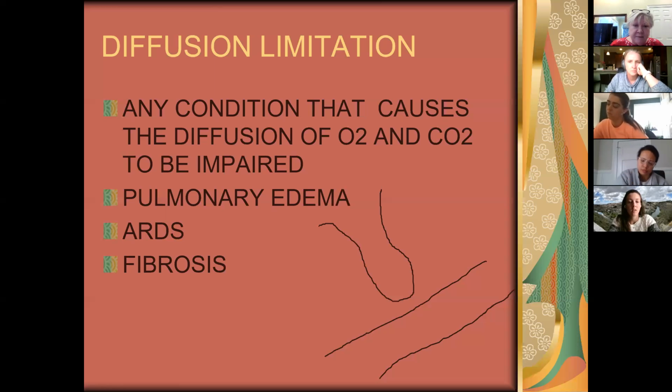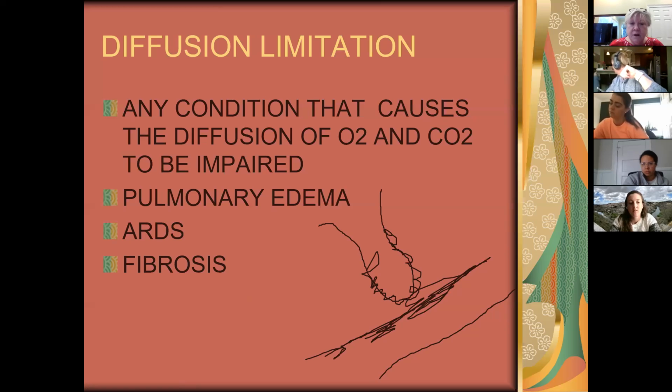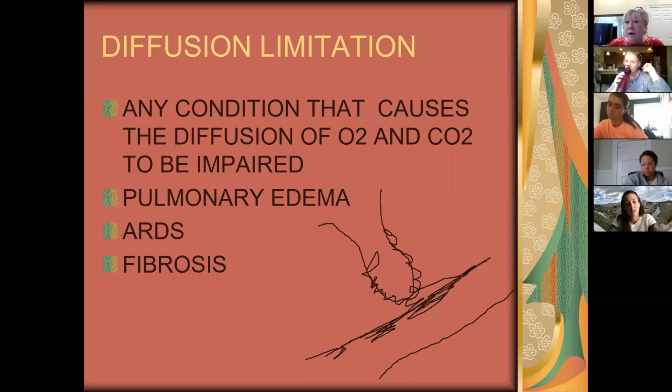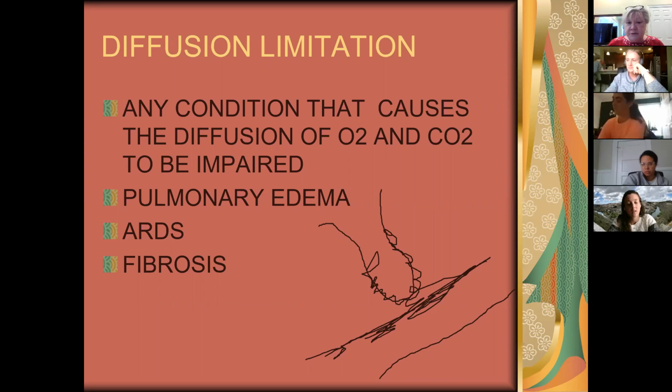What if pus got down in here? Well, now oxygen has to move through pus. What about coronary artery disease? Well, or not coronary, arteriosclerosis. That's what I meant to say. Arteriosclerosis, coronary artery disease being the heart, arteriosclerosis. What about diabetes? Where you get the plaque on all your blood vessels.